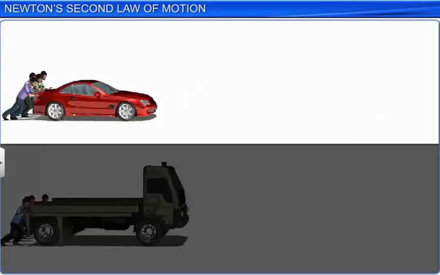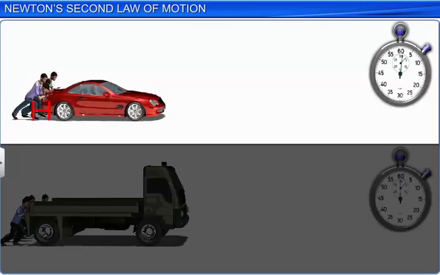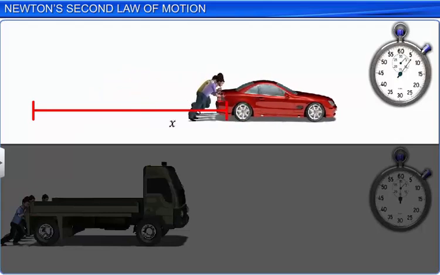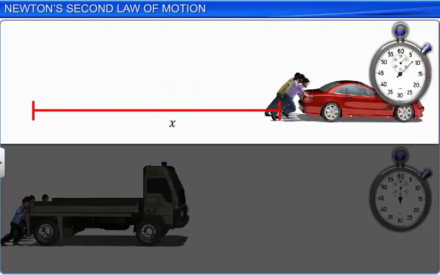Now, let us look at another example, where the body is at rest initially. That is, it has zero momentum, and by the application of a force for a certain time, it acquires some momentum. A small car is at rest. 4 persons push the car for a certain length of time, at the end of which the car moves with a certain velocity. We say that the car has acquired momentum.